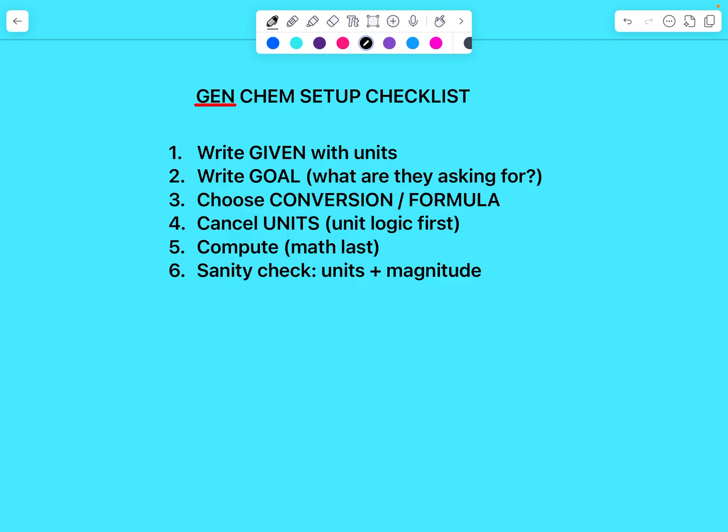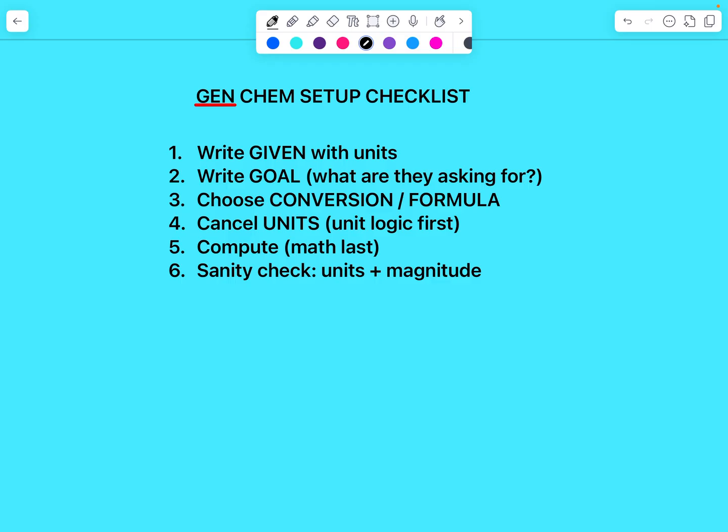So the setup method is you're going to write what is given in units, what the question is giving you, what values they're giving you with units. You're going to write down the goal. What's the question asking for? Are they asking for moles? Are they asking for mass? What are they asking for? That's the goal. You're going to choose a conversion or a formula to apply.